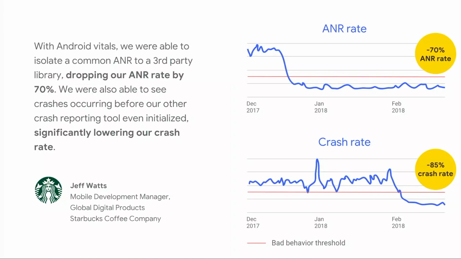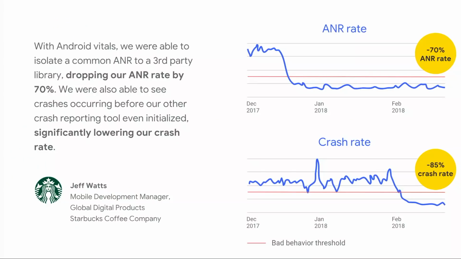Now, they saw a similar and actually even better experience with crash rate. Because Android Vitals is a platform-level tool, it's able to detect crashes that were not detected by Starbucks' third-party crash SDK, because these crashes were happening at app start before Starbucks' third-party crash SDK had even initiated. Using the Vitals reporting, they were able to identify an underlying cause, push a fix, and they saw an 85% reduction in crash rate within a week.